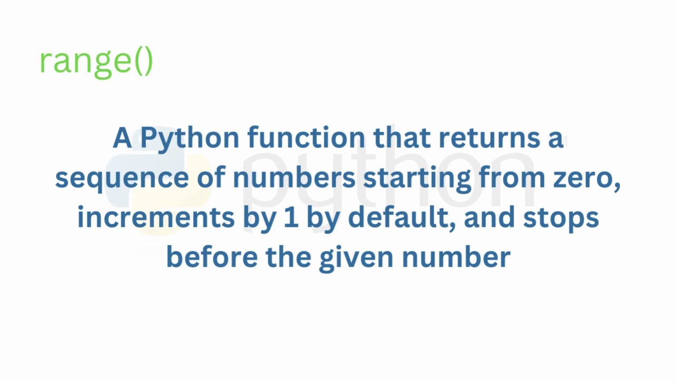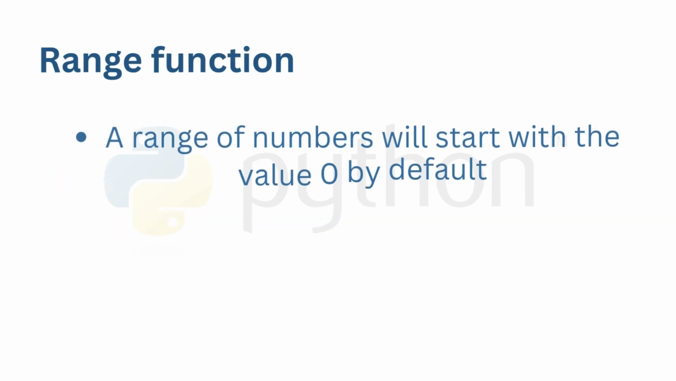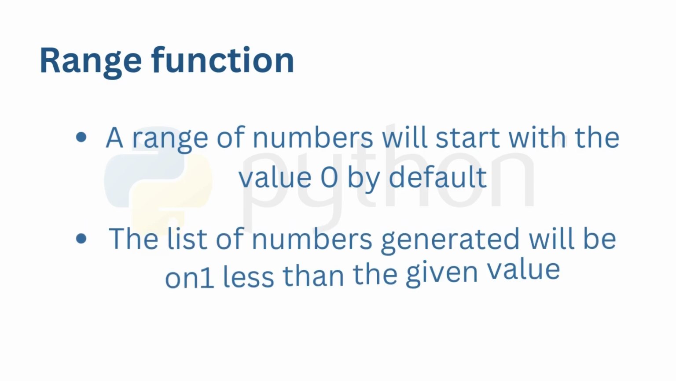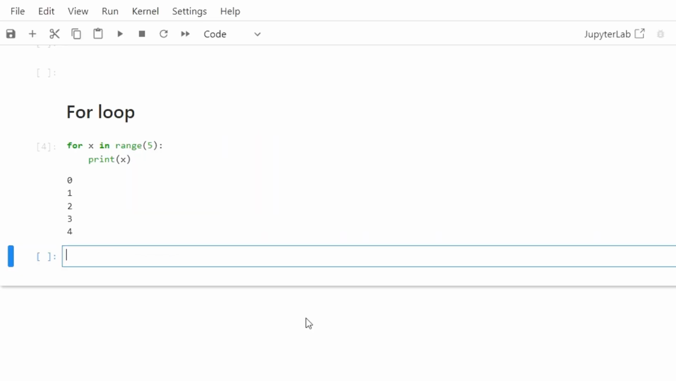It can be used in while or for loops. In Python and many other programming languages, a range of numbers will start with the value 0 by default. The list of numbers generated will be one less than the given value. Let's check it out. By default, our range function starts with 0. After the first iteration, the value will be 1, the second iteration outputs 2, and so forth. Whatever code we put in the body of the loop will be executed on each of the values, one value at a time.